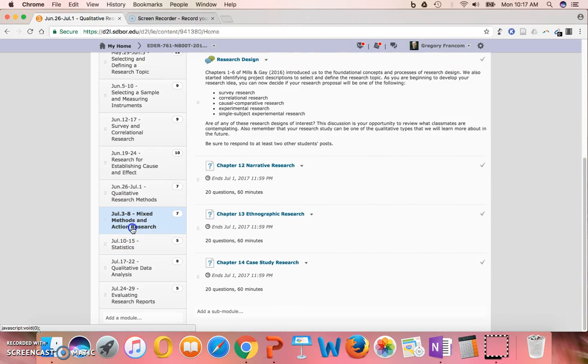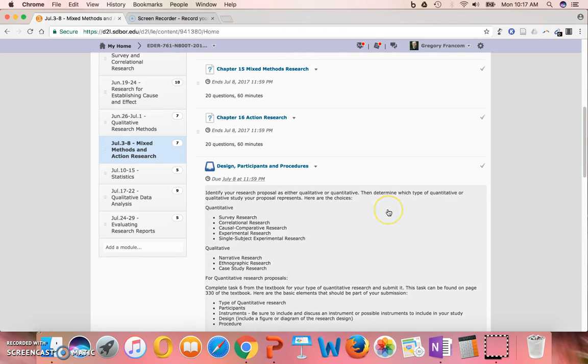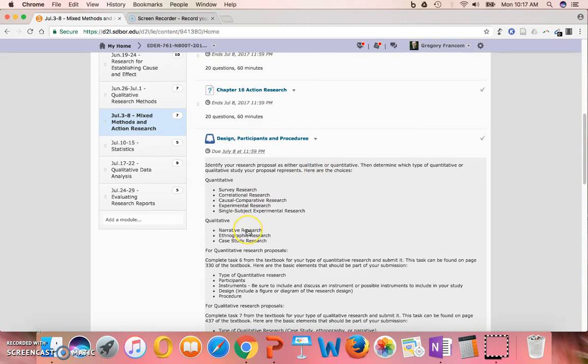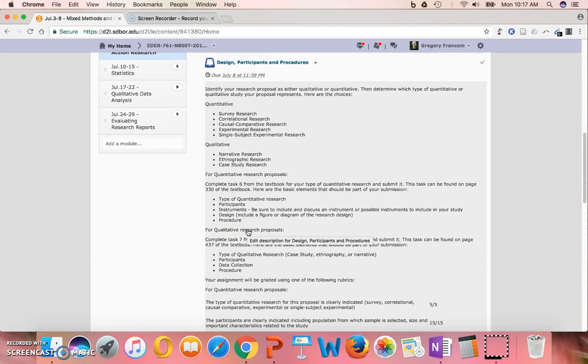So let's look ahead a little bit just to show you what's coming up. There's a design, participants, and procedures assignment in which you will identify a research proposal as qualitative or quantitative, and then determine which type. And you have to be locked into a type. I lock you into one because this is your first chance to learn about research methods, so I want to make sure that you pick one and stick with it and follow it through to the end.